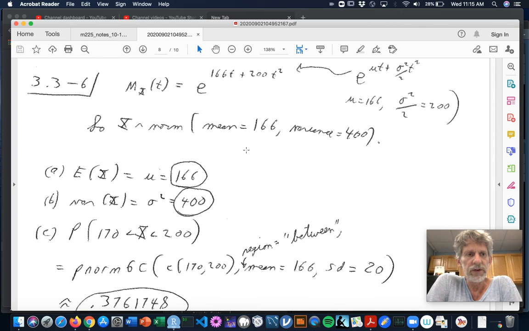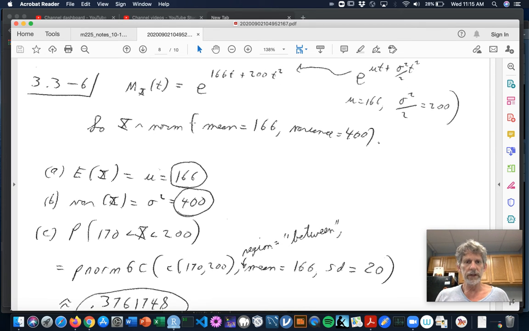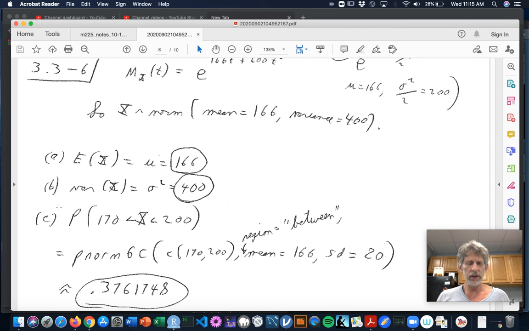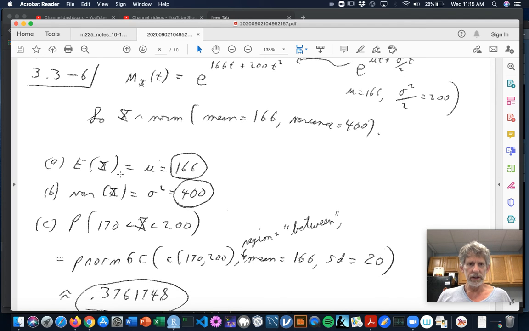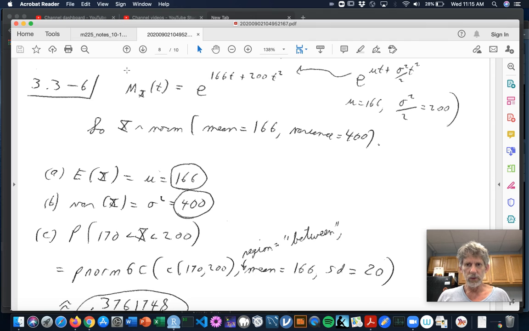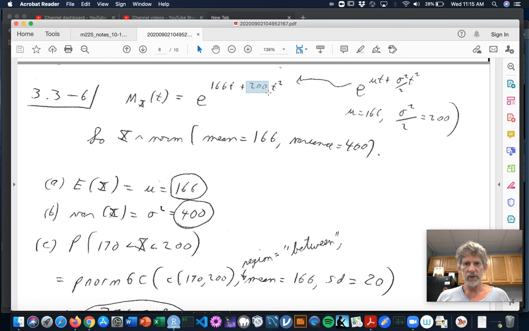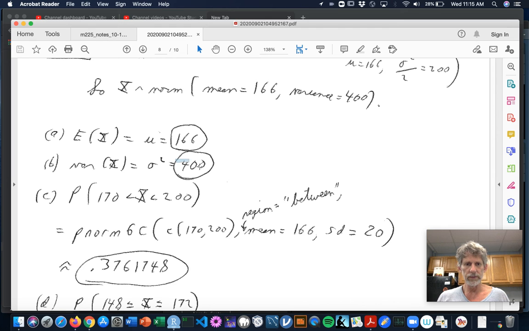Let me see, number 6 in section 3.3 on normal curves. So this one here was really easy for people, except I was a little puzzled sometimes. People didn't seem to want to use R. So you definitely understand that you're dealing with a normal random variable here with a mean of 166. And because the sigma squared over 2 part is 200, the variance is 400.